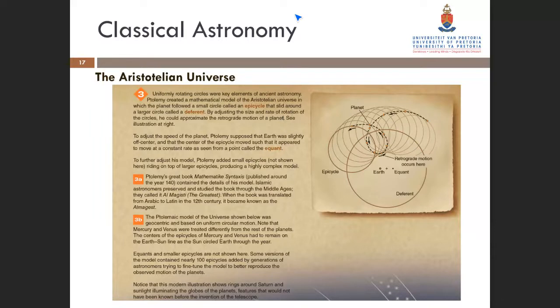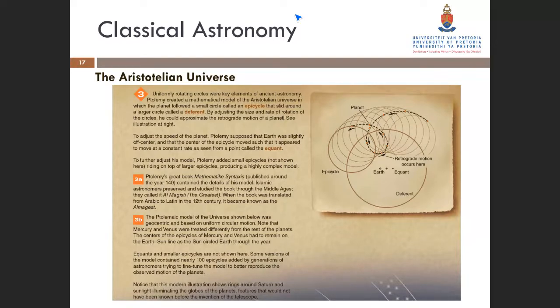To adjust the speed of the planet, Ptolemy supposed that Earth was slightly off-center, and that the center of the epicycle moved such that it appeared to move at a constant rate, as seen from a point called the equant. To further adjust this model, Ptolemy added small epicycles, not shown here, riding on top of large epicycles, producing a highly complex model. Ptolemy's great book, Mathematike Syntaxis, published around the year 140, contained the details of his model.